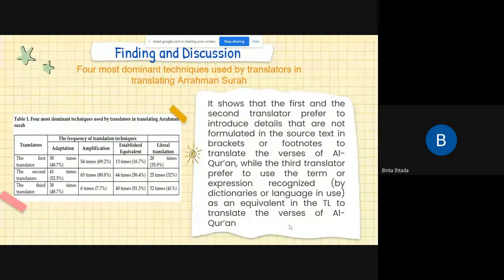And here are the four most dominant techniques used by translators in translating Ar-Rahman Surah. It shows that the first and the second translators prefer to introduce details that are not formulated in the source text, in a bracket or footnote, to translate the verses of Al-Quran, while the third translator prefers to use the term or expression recognized by dictionaries or languages in use as an equivalent in the target language to translate the verses of Al-Quran.